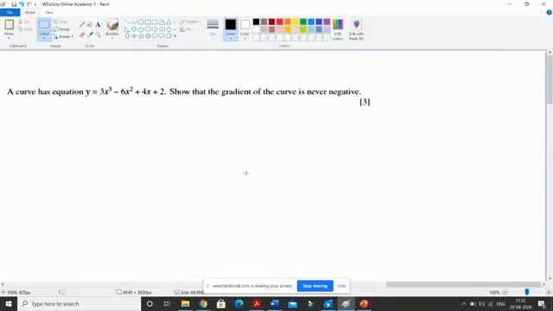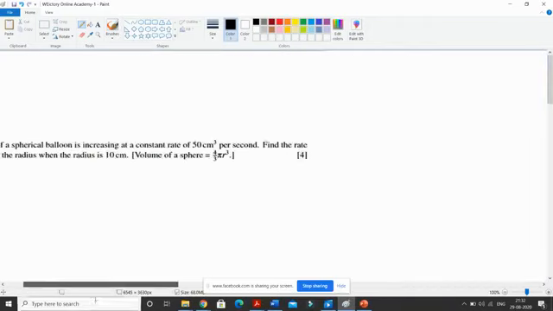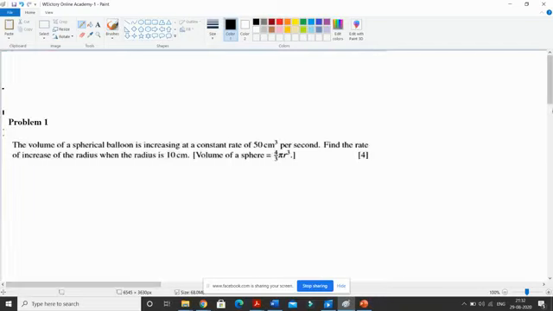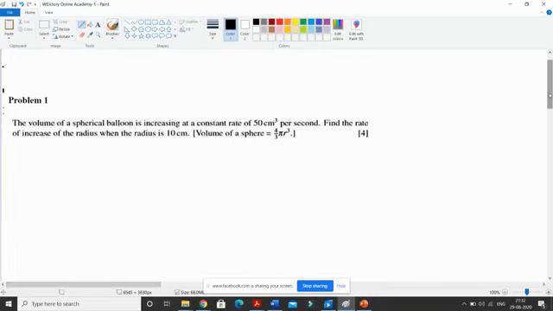Okay, so this is question number 1. The volume of a spherical balloon is increasing at a constant rate of 50 centimeter cube per second. Find the rate of increase of the radius when the radius is 10 centimeter.